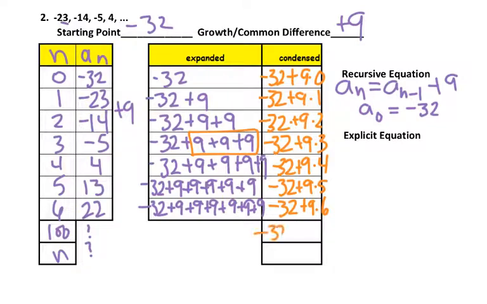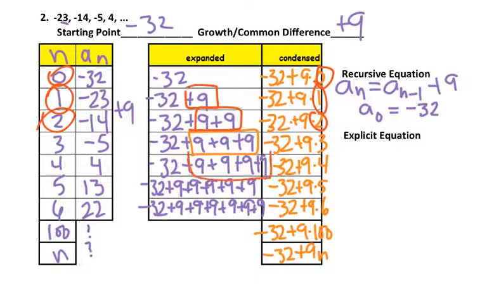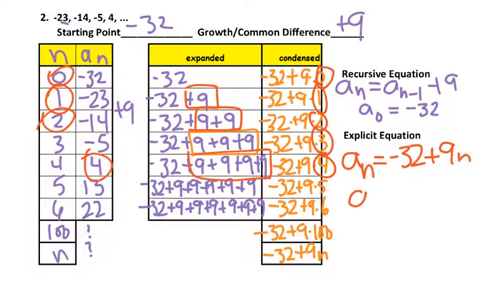So this one would be negative 32 plus 9 times 100. And this one, negative 32 plus 9 times n. Again, we should see our n's right there. Okay? They're the same exact numbers. And that's how we connect it. And it's because that's how many times we're adding our growth to it to get to our next result. So our explicit equation, a sub n equals negative 32 plus 9n. Or again, you could have written it 9n minus 32. Same exact thing.